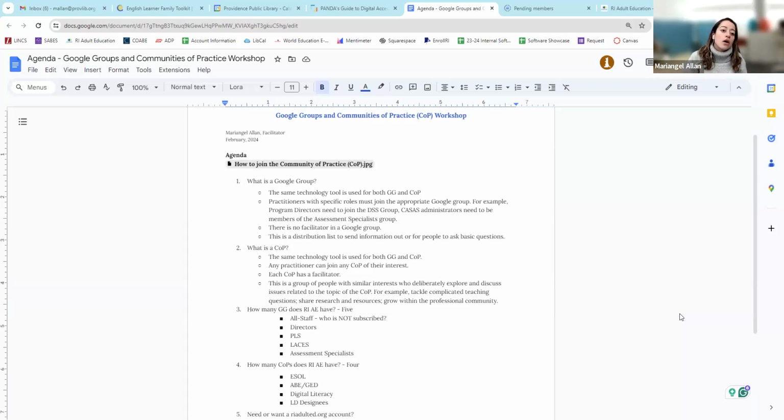Another characteristic of a Google group is that there is no facilitator. It's simply an information or a distribution list to send or share information out to people. And you can also use it to ask questions if you have any. Or it's a little more casual communication or sporadic kind of communication. And like I mentioned, there's no facilitator with these groups.